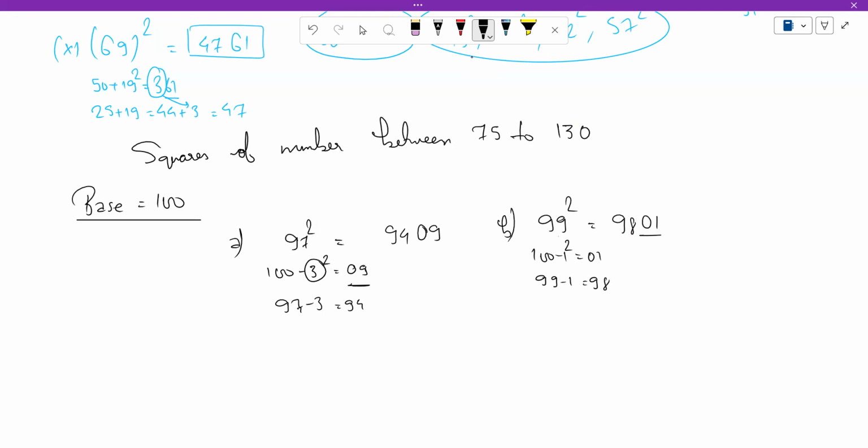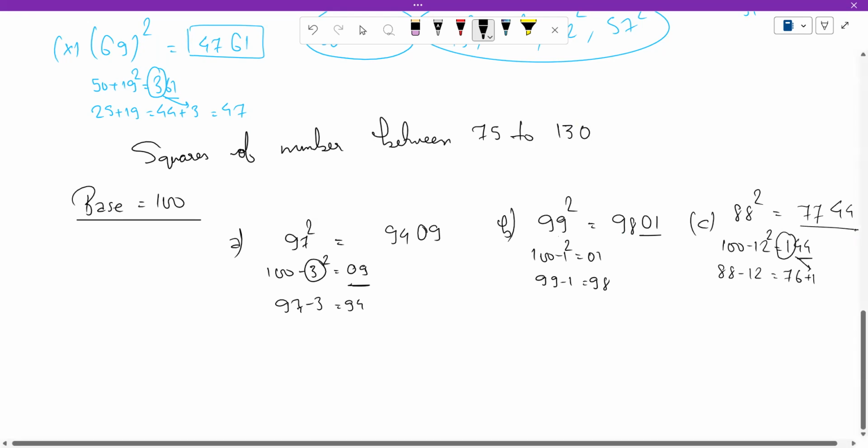Okay. Now let's take some more examples. If I say 88 square, it is 100 minus 12. What is 12 square? 144. So 44 will come as your last two digits, and this 1 will carry over. Since it is 12 less than 100, I'll subtract 12 from 88, which is 76, and this 1 will come, plus 1. So it will be 7744. Answer. Easy now.